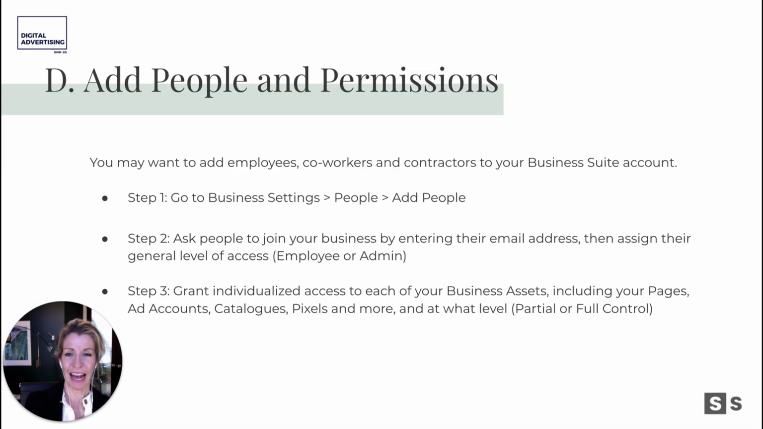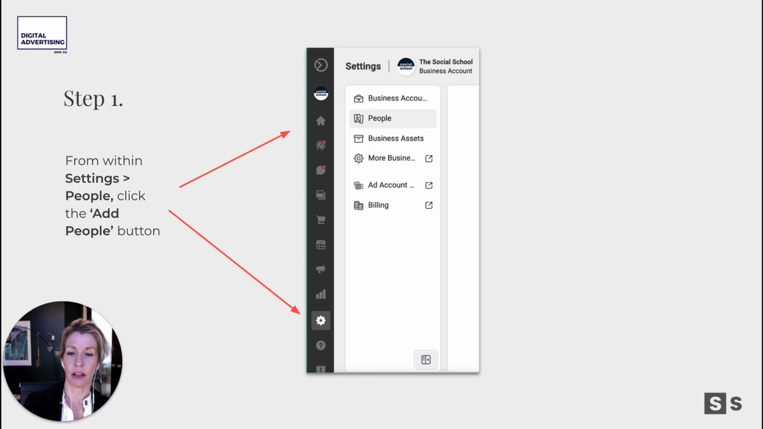Speaking of, adding people and permissions. So where do we do this? Well, and this is really important. Once you've created your business account, you can add people using their work email address. So that's great. It's part of their work platform and they're going to log in with that to Business Suite. You've already set it up. You're inviting them to your Business Suite, and they can log in with whatever email address you set them up with or you invite them from.